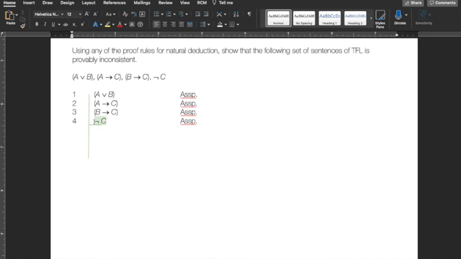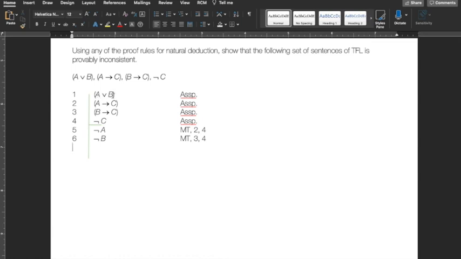Since we have a simple sentence not C, that is going to allow us to apply modus tollens to our assumptions at lines 2 and 3, since we have the negation of the consequent of both of those sentences. Now we have not A and not B on our proof, both gotten by modus tollens. We've used assumptions 2, 3, and 4, but we haven't used the first one yet.